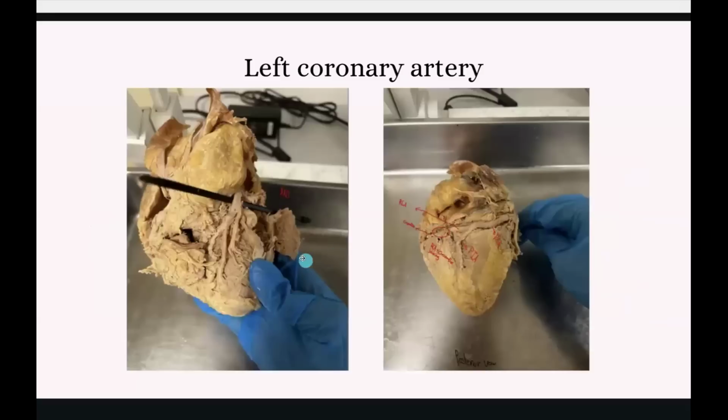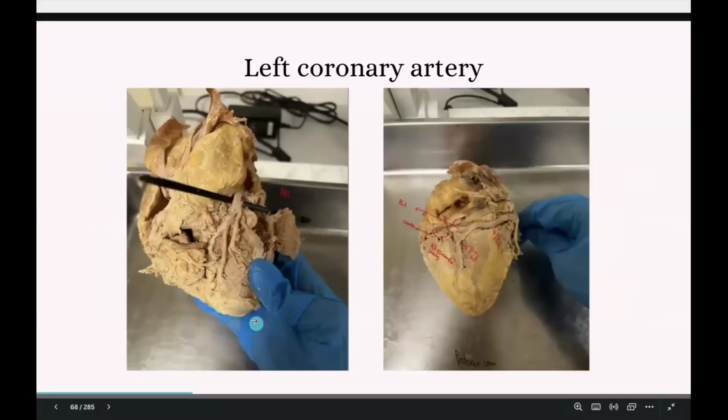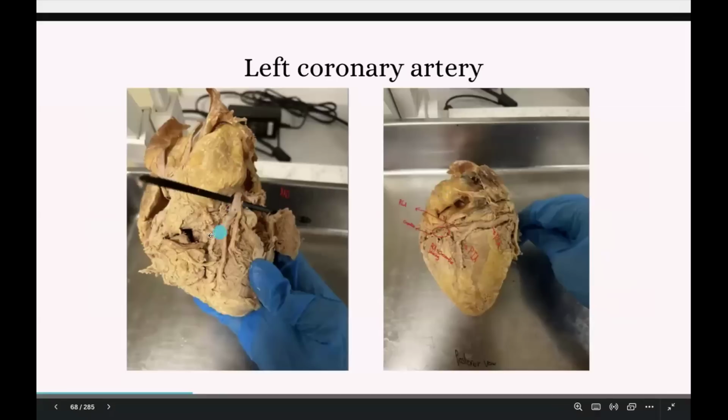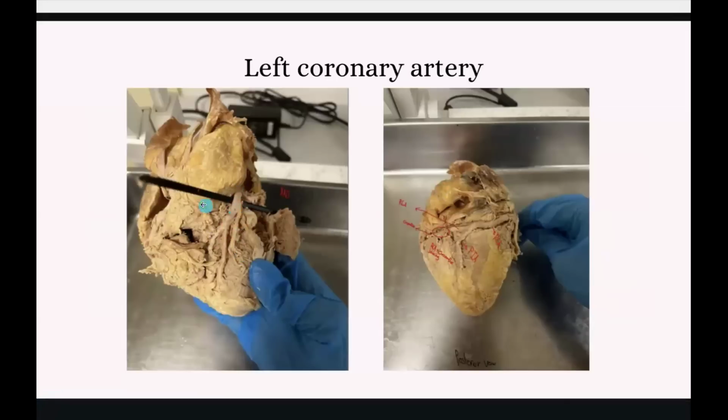Now let's look at the cadaveric pictures. This is, again, the same view as here. You can see that a vessel is immediately giving off branches, so you know that this would be the left coronary artery. And then over here, again, this is the posterior view that I showed you earlier.